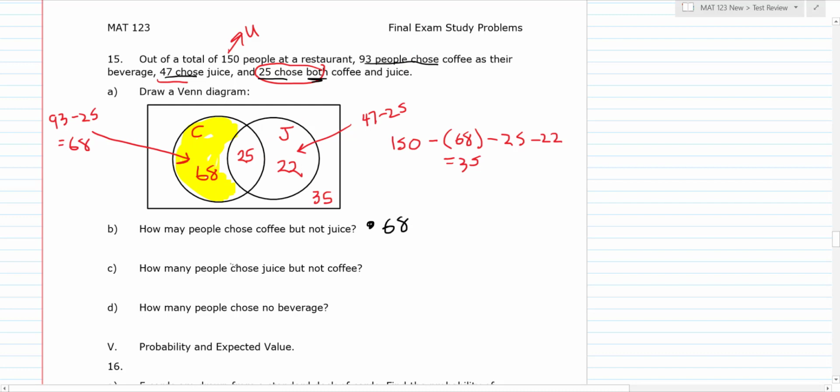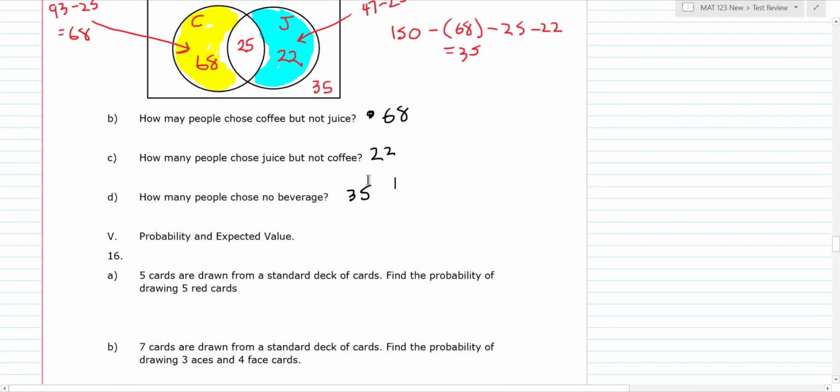Then this says how many people chose juice but not coffee. That would be these people here. That's this piece of the circle. So that would be the 22 there. 22 had juice, but they didn't have coffee. Then how many people had no beverage? Well, that would be those people. So 35 people didn't have anything. All right, so that's how you answer the questions about that. You want to be able to put that in and reason that out in a Venn diagram.